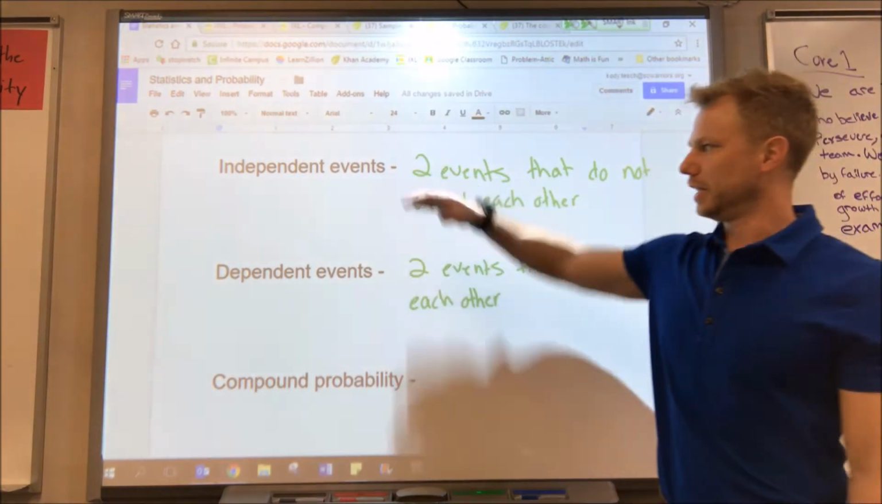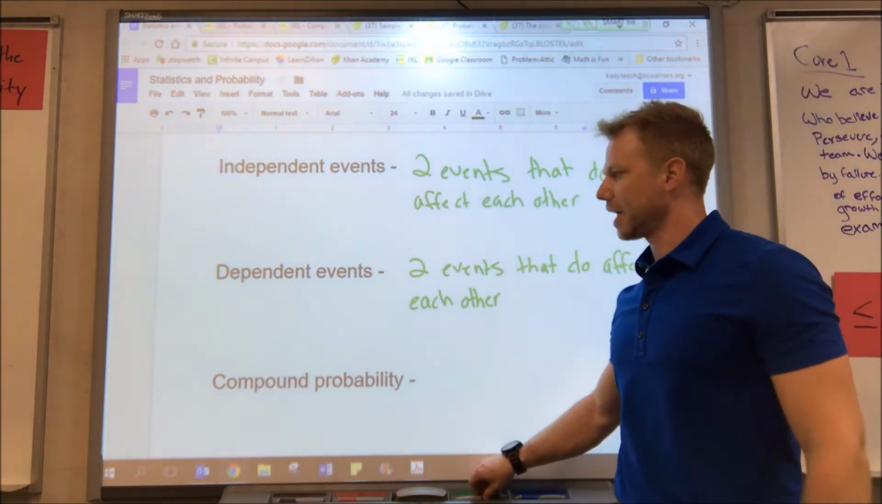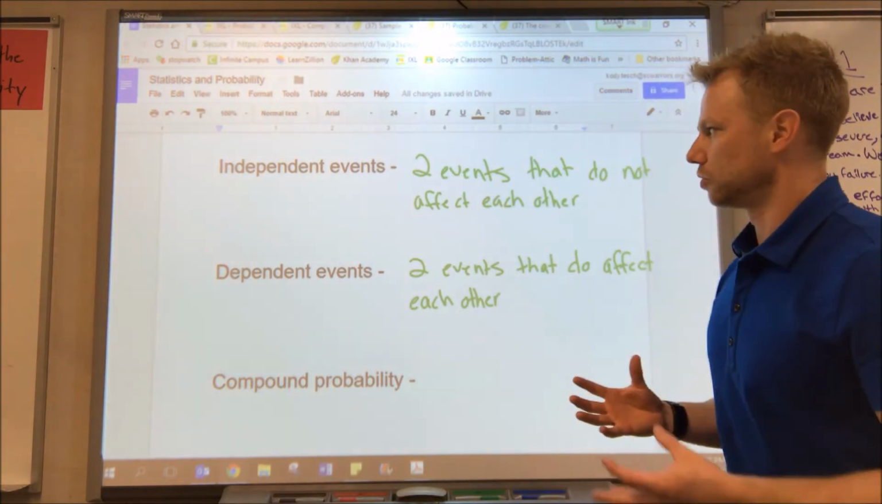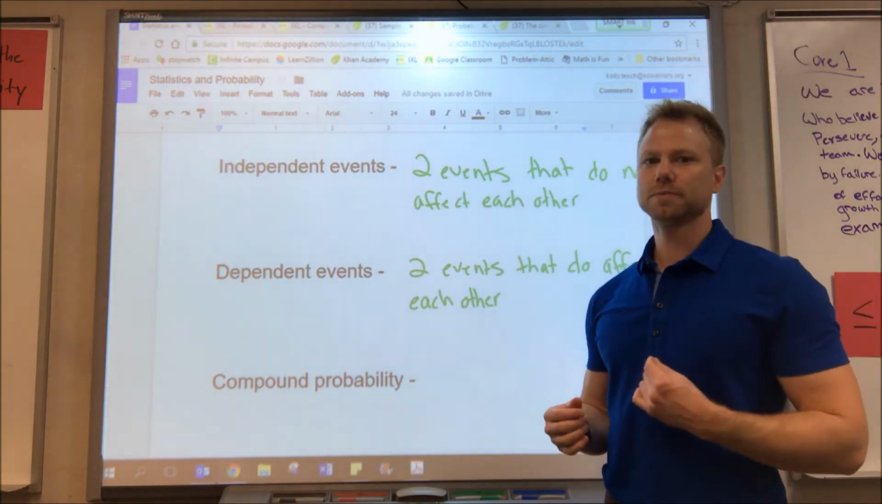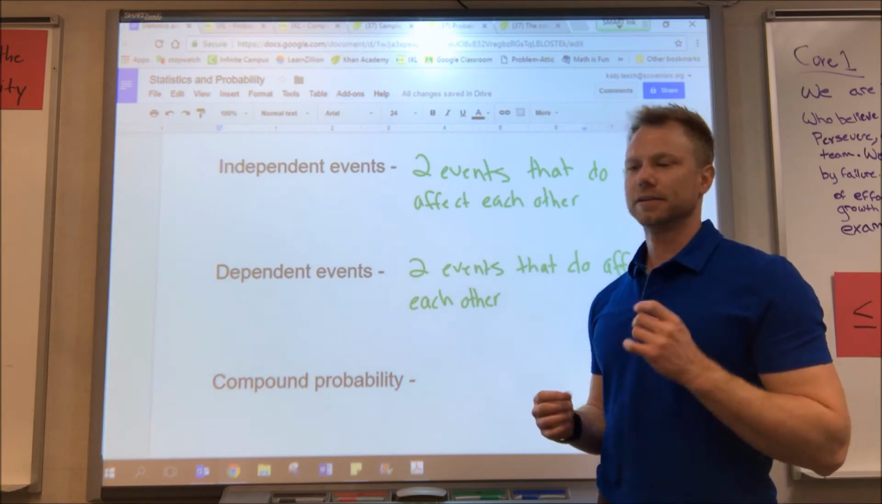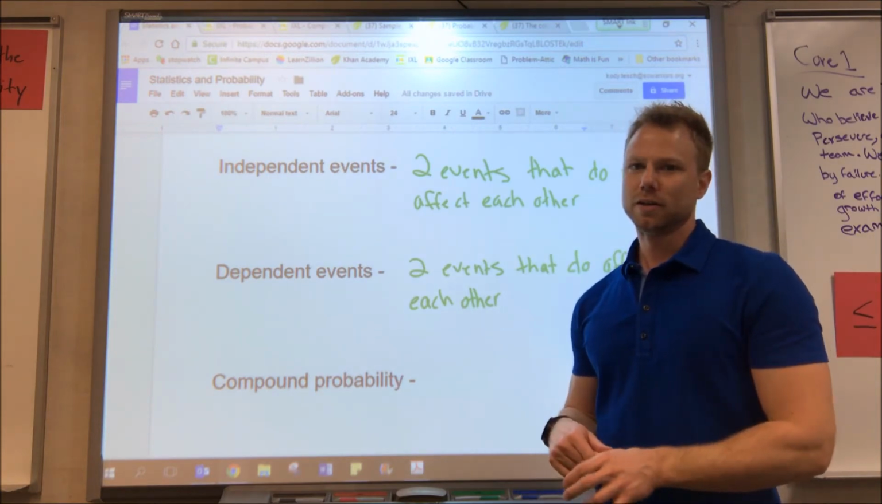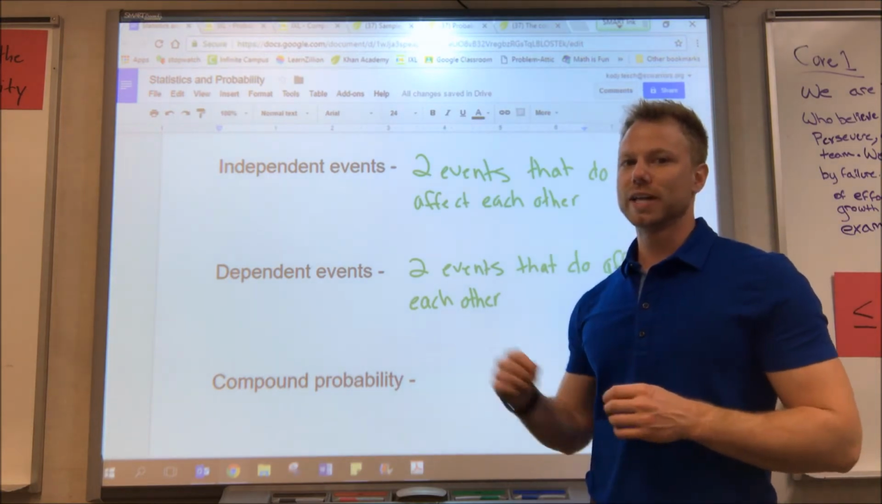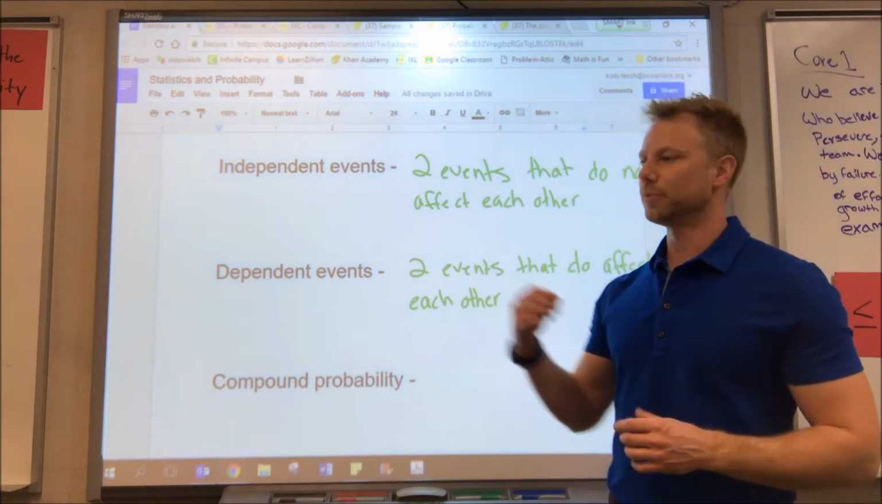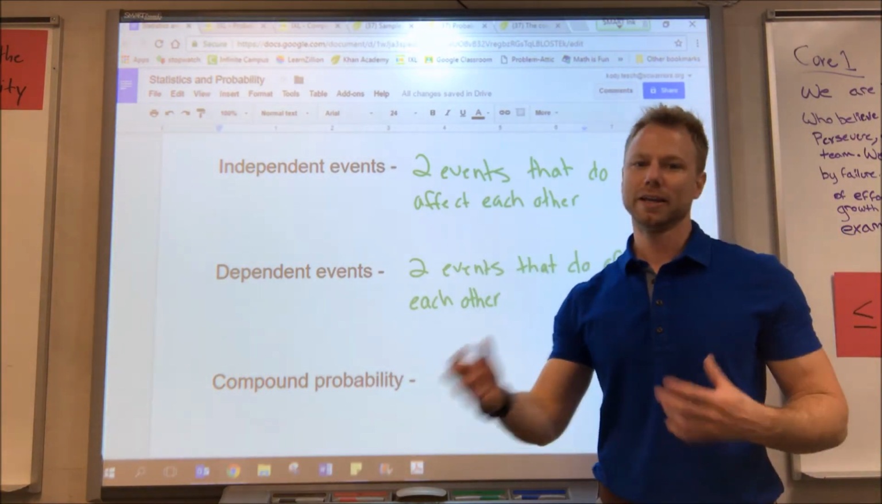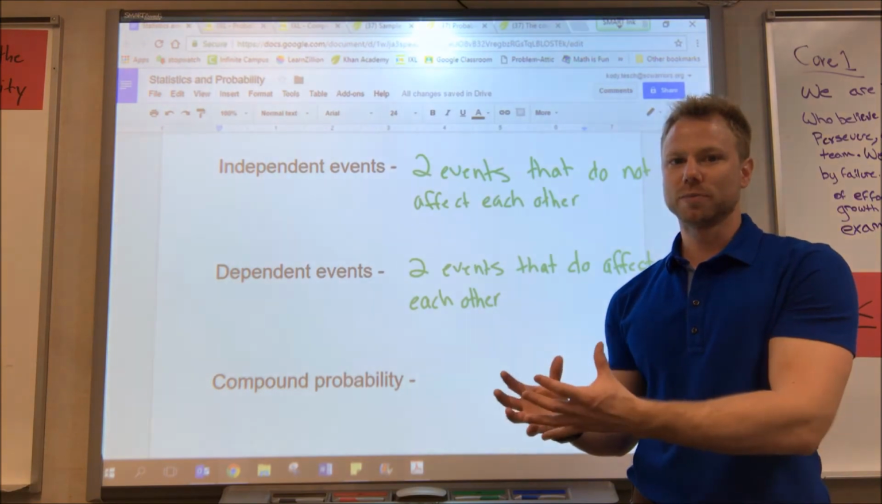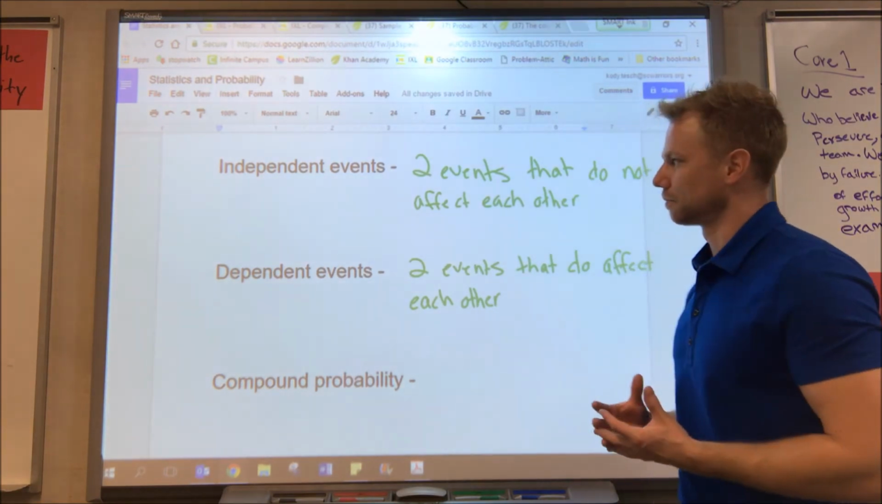An example of an independent event would be if I had a bag of marbles, and I picked one out, I looked at it, I put it back in. The one that I picked out the first time would not affect what marble I could pick out the second time, because I put it back in, I'd have the same number of marbles in the bag the second time that I had the first time.